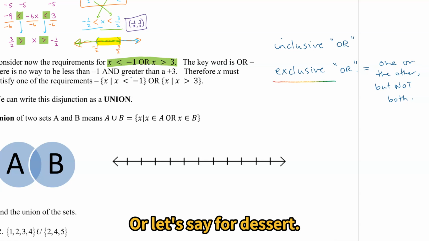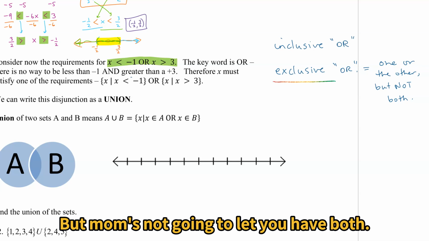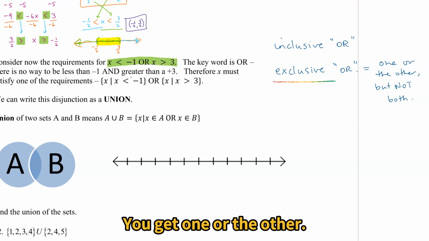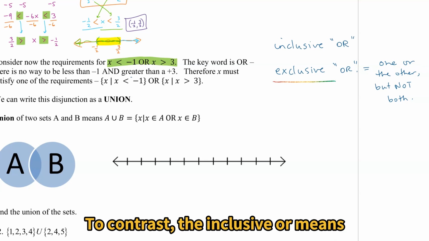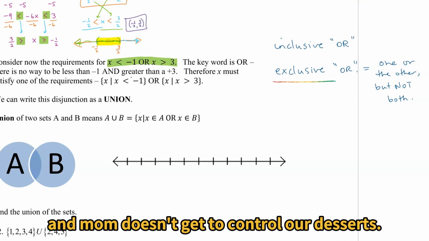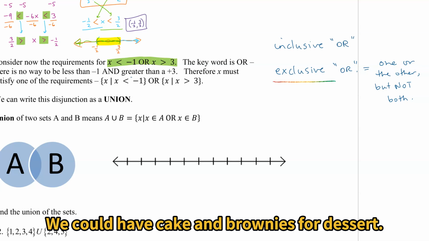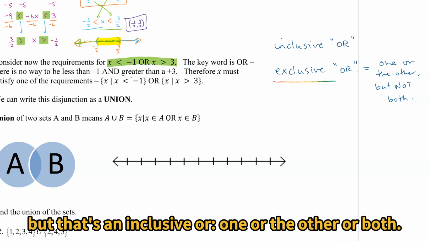Or let's say for dessert, you have a choice of cake or brownies, but mom's not going to let you have both. You get one or the other. Here's another example of exclusive or. To contrast, the inclusive or means we could have one or the other or both. Let's say we're no longer a kid and mom doesn't get to control our desserts. We could have cake and brownies for dessert. Might not be a wise or a healthy choice, but that's an inclusive or. One or the other or both.